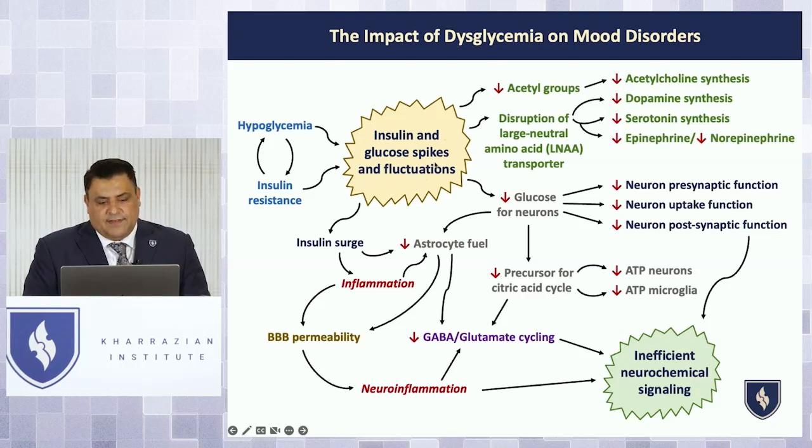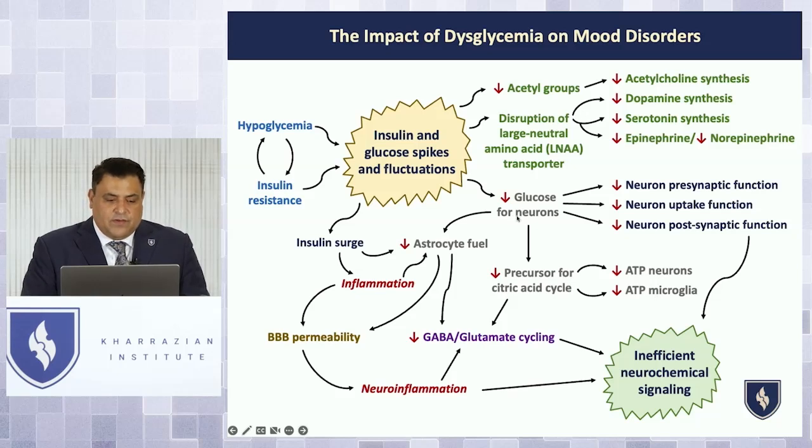And then when people have dysglycemia, whether it's hypoglycemia or insulin resistance, there's less available glucose for neurons, which means there's less neuron presynaptic function, less neuron uptake function, less neuron postsynaptic function, and these lead to inefficient neurochemical signaling. The decreased glucose for neurons also leads to decreased precursors for citric acid cycle alpha-ketoglutarate production, and that can impact GABA and glutamate cycling, but the lack of precursors also impacts ATP for neurons and microglia.